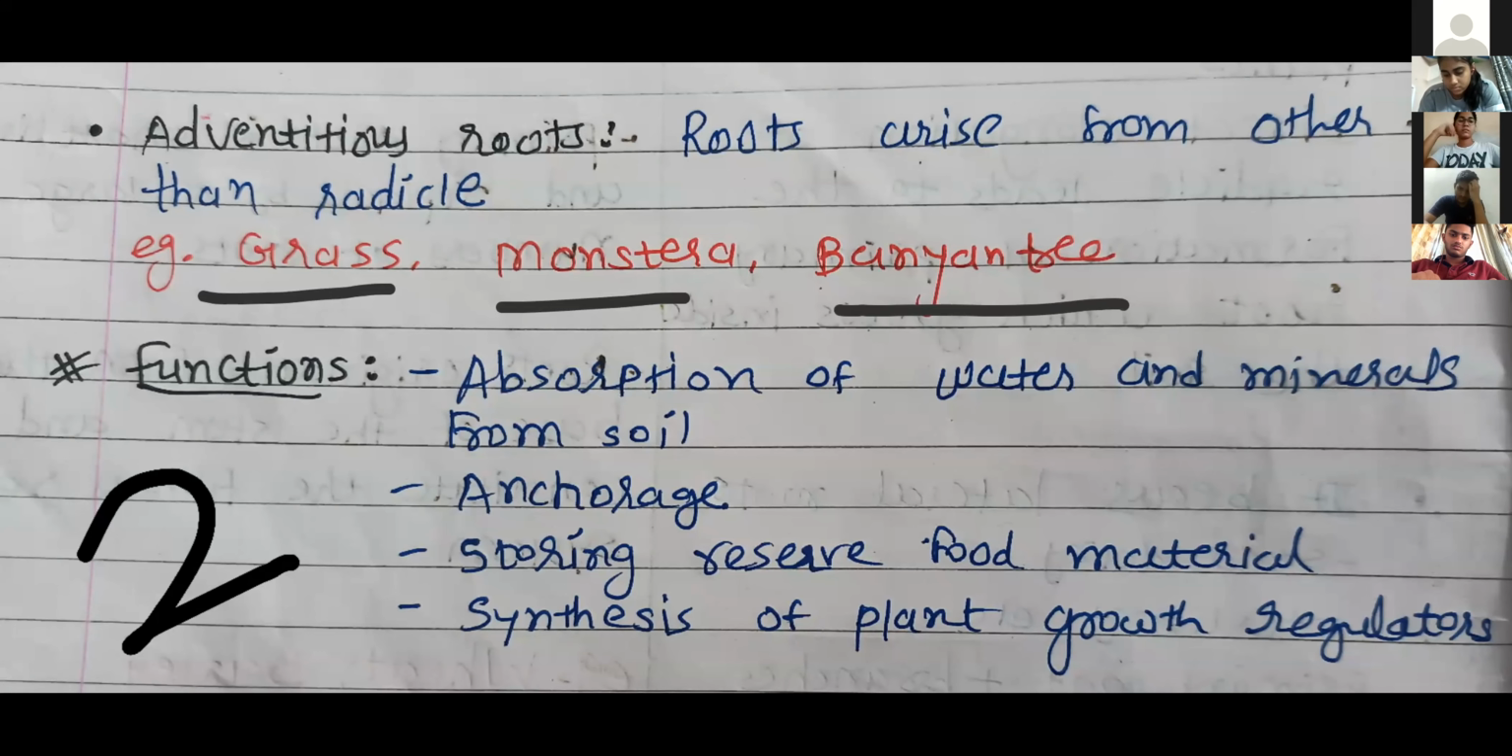Next thing, roots storing reserve food material. These two functions are common for all, but this one is only for special plants that store reserve food material. Meaning what? Whatever extra food is prepared in the plant, that food is stored in the root region. The same thing we will learn in stem and leaf. So in some plants, the root stores the extra food.